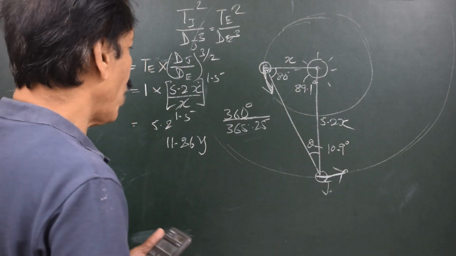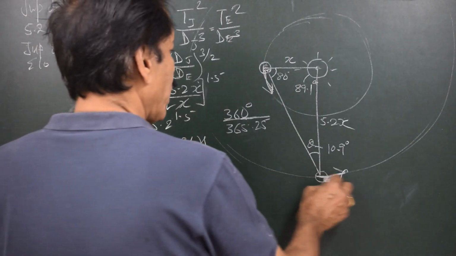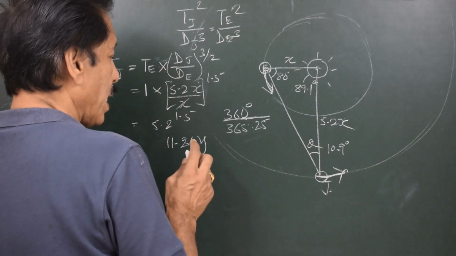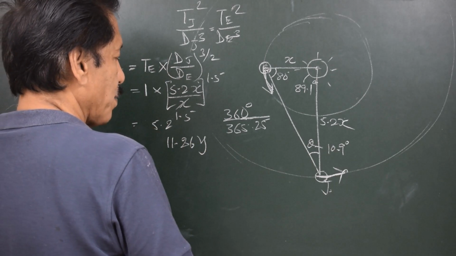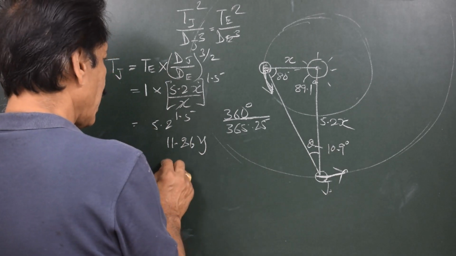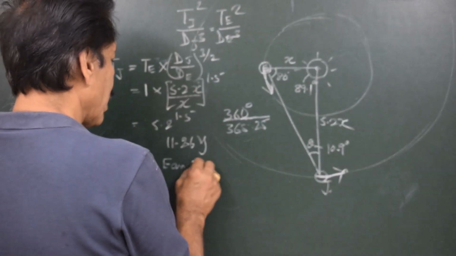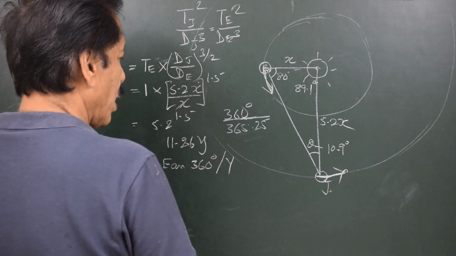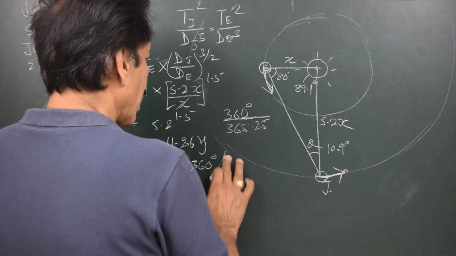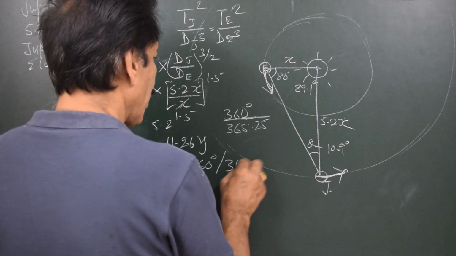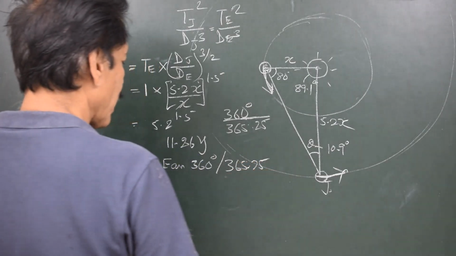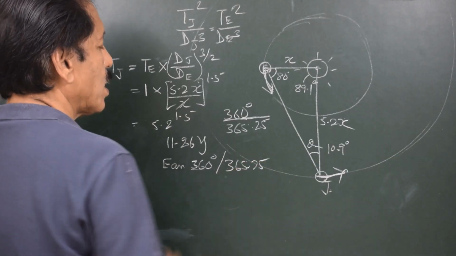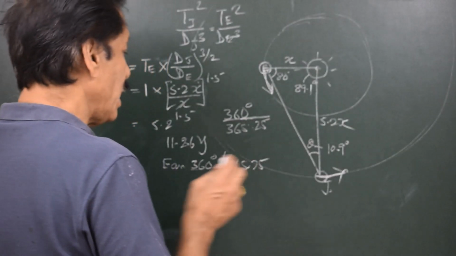That is the sidereal period of Jupiter. So what is the rate at which Jupiter is moving? Jupiter completes 360 degrees in 11.86 years. Where the Earth's rate is 360 degrees per year, right? Or in 365.25 days, the rate is 360 divided by 365.25 degrees per day.